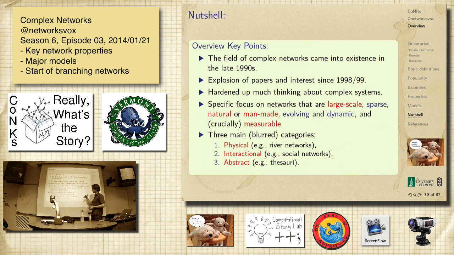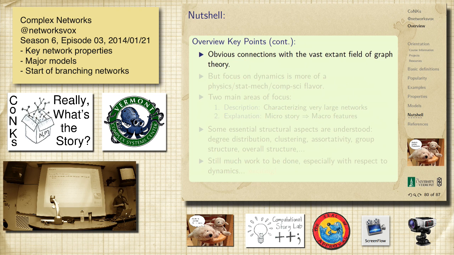Mention three, this kind of very crude taxonomy. There are physical type ones where there's really a link. There are interactional ones where the links are a little more ephemeral, or carried out in some sort of space where they disappear, perhaps, and abstract, truly abstract.